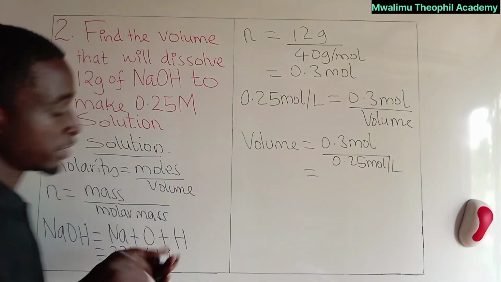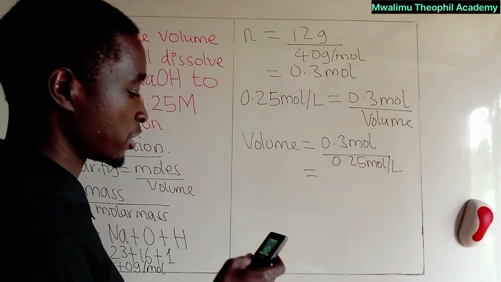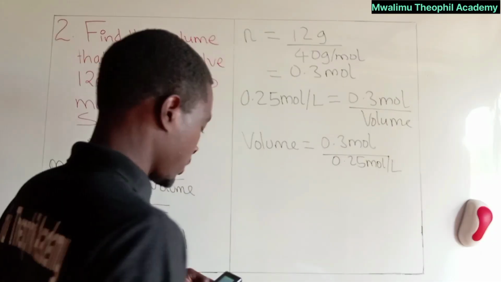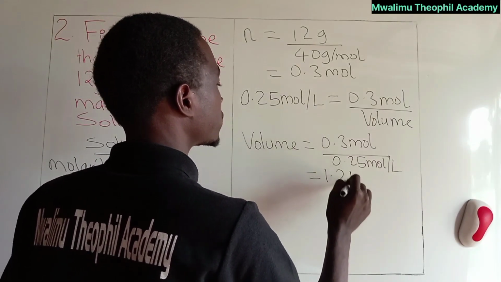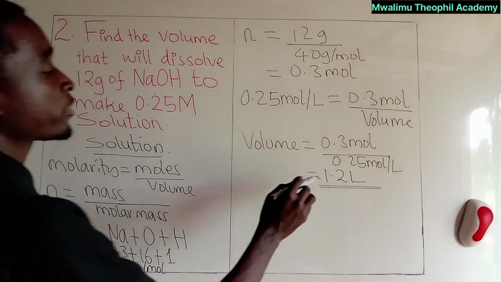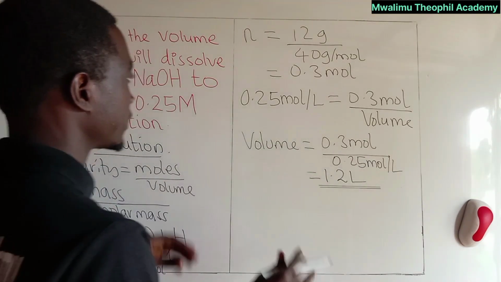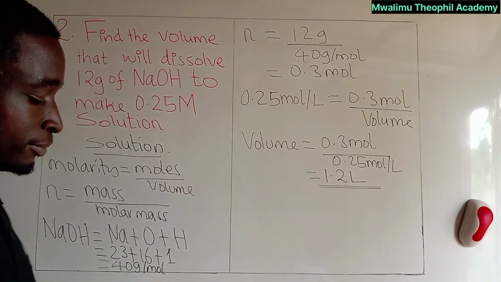So now let's divide 0.3 by 0.25. The answer here is 1.2 liters. So the volume of sodium hydroxide solution made would be 1.2 liters. After that, let's go to a third example.